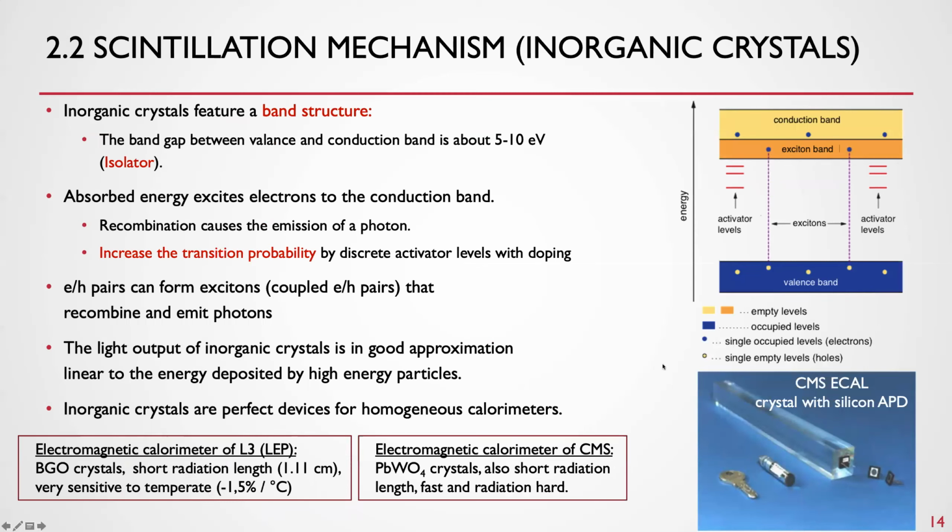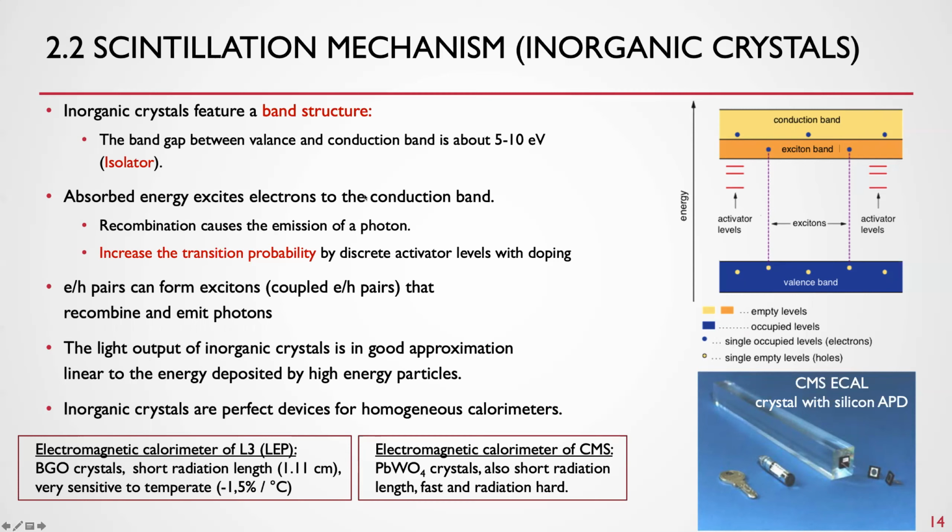Inorganic crystals feature a band structure. So let's look at the scintillation mechanism. Similar to the semiconductors, we have a conduction band and a valence band, and the doping accounts for activation levels. The band gaps are typically 5 to 10 electron volts, which means these are insulators. The absorbed energy excites the electron in the conduction band, and the recombination causes the emission of photons, and that's the scintillation light.